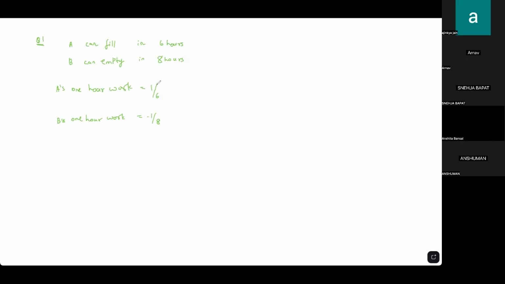So this is our 1 hour's work for both of them. Now, when they work together, that means we are going to add their 1 hour's work. So A plus B is equal to 1/6 plus (minus 1/8), because B is going to empty the tank. So this will be 1/6 minus 1/8. So when they work together, how much will fill in 1 hour? LCM will be 24. 6 will go in this 4 times, minus 3, so 1/24. Understood?